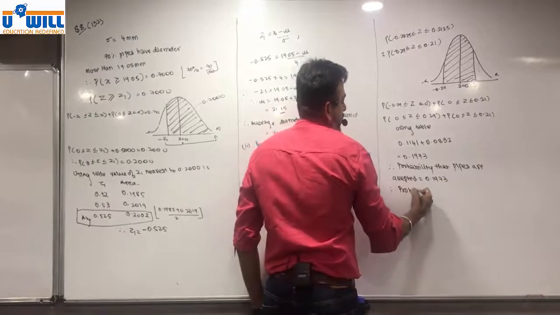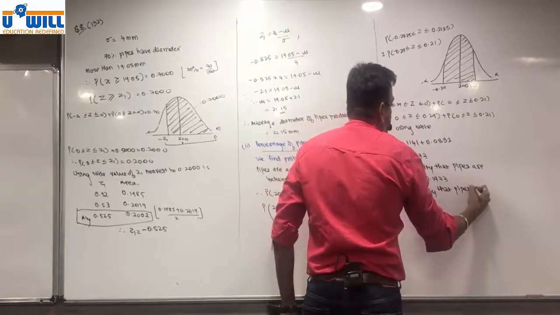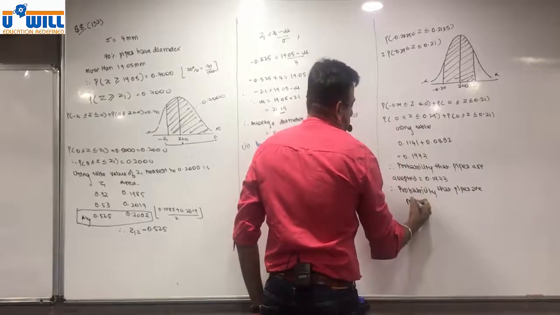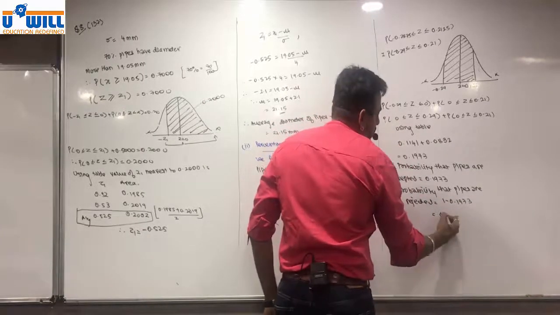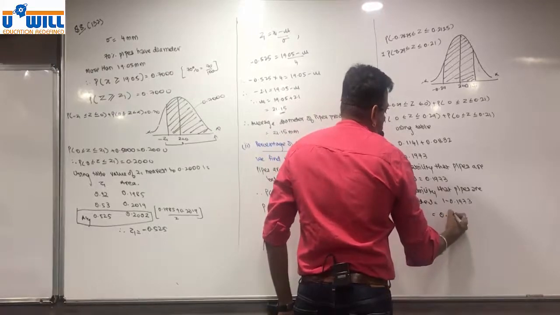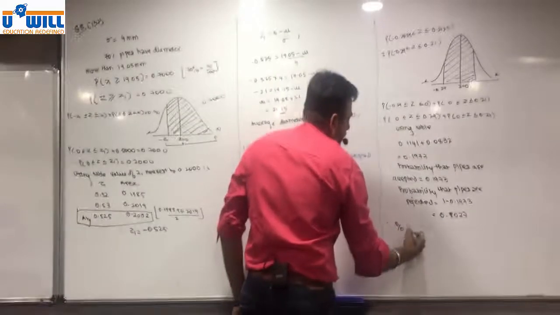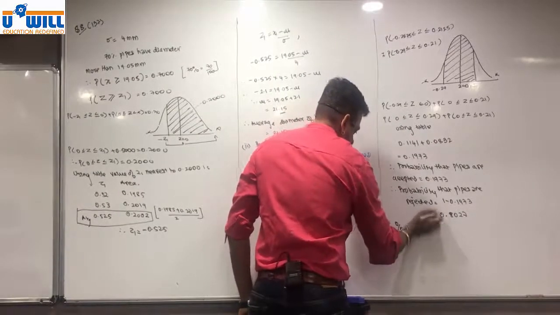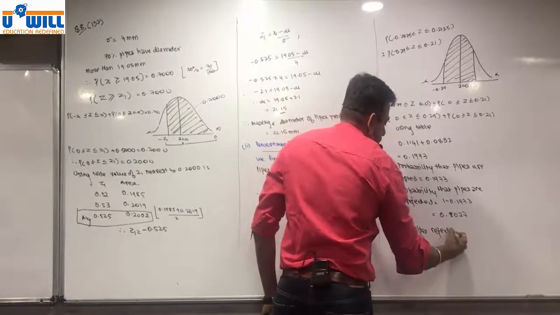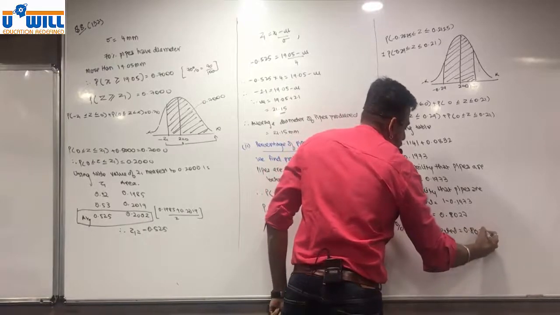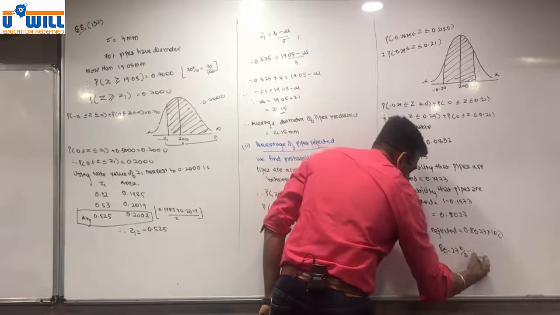Therefore, probability that pipes are rejected is equal to 1 minus 0.1973, which is equal to 0.8027. Therefore, percentage of pipes rejected is equal to 0.8027 into 100, which is equal to 80.27%.